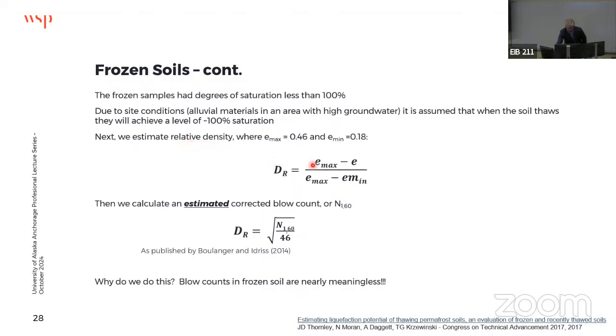Then we estimate the relative density, and you can do that with this little guy here. And then, from that, we estimate the N160. Because once I figure out my relative density, I can use an empirical equation to back into the N160 value, right? So this is basically just a bunch of math trying to get from relative density information to N160 blow count so that I can then do a liquefaction analysis, right?